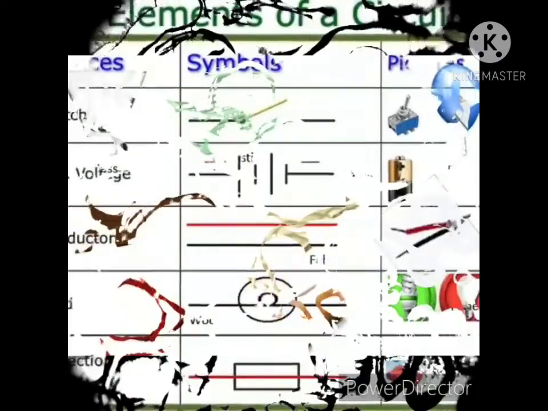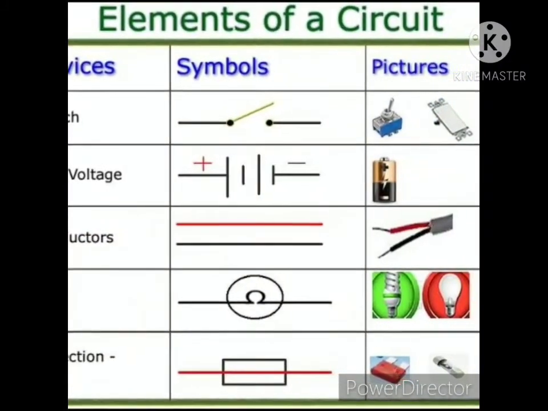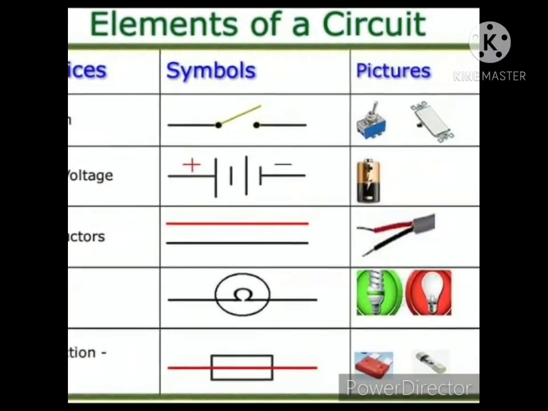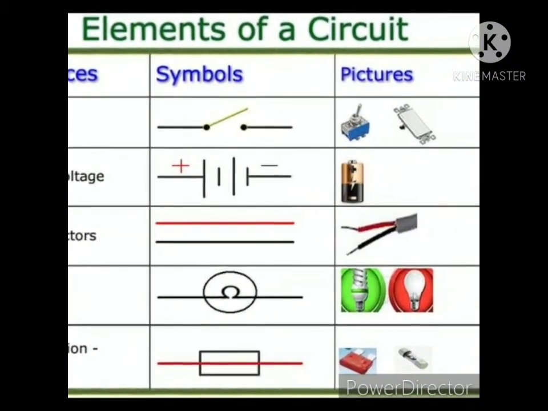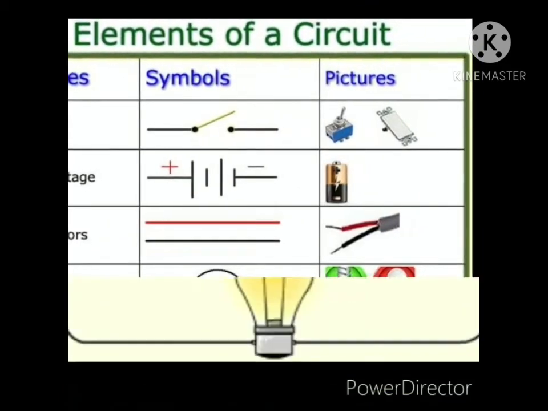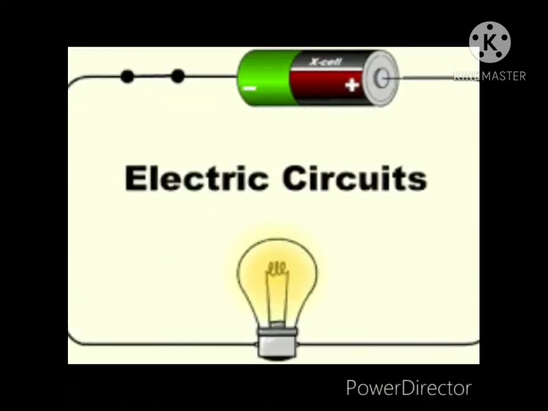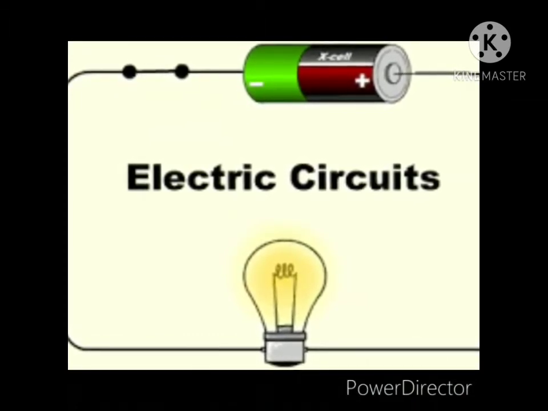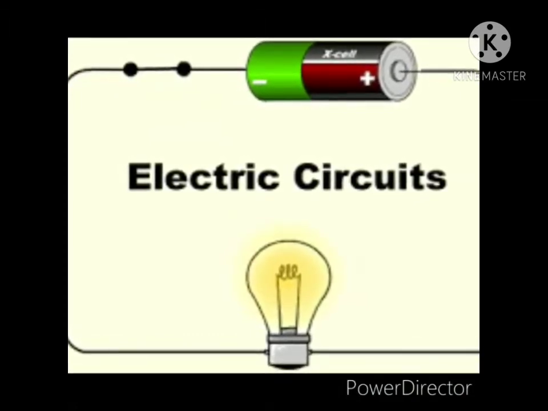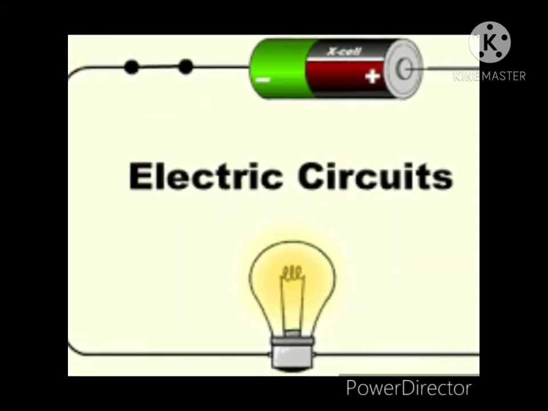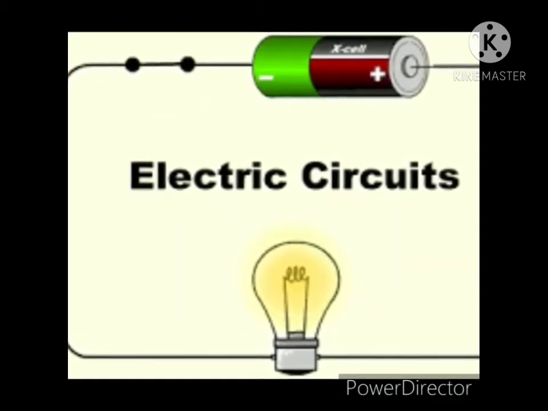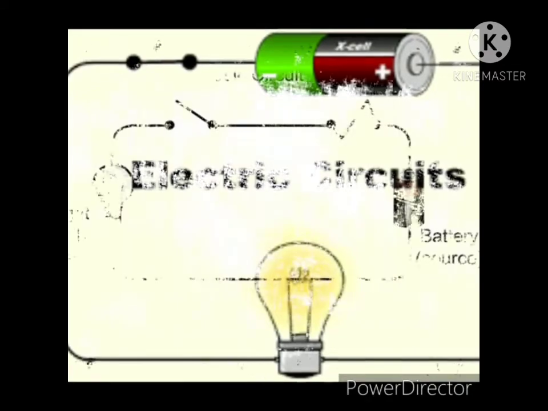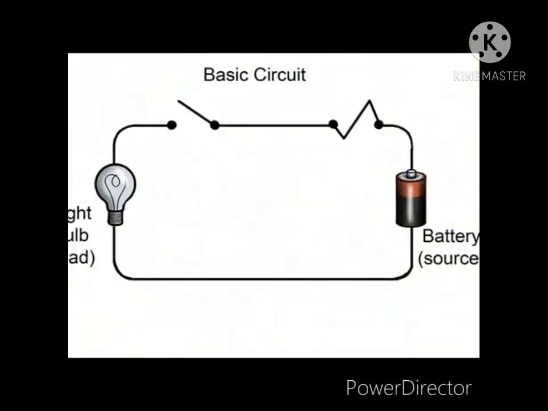What is an electric circuit and what are the elements needed for making an electric circuit? The closed path in which the current flows is called an electric circuit. And what are the elements? They are electric sources, electric appliances, conductor and a switch. There are two types of electric circuits.